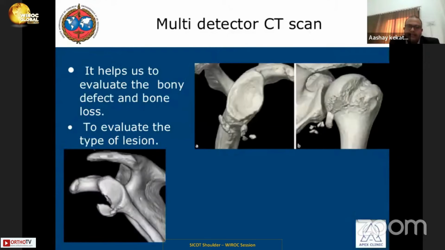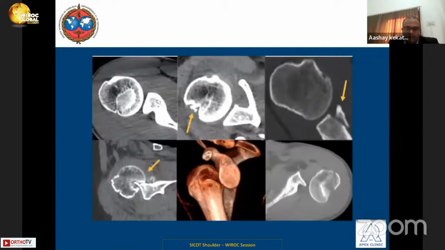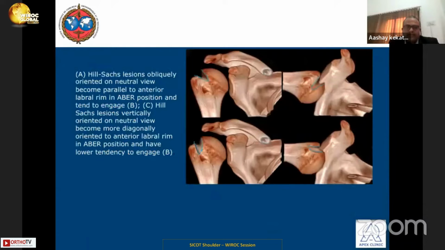So the multi-detector CT scan helps us to evaluate the bone defect and bone loss and the type of lesion, subsequently helping us decide the type of surgical intervention which is going to be needed. As you can see, a posterior Hill-Sachs lesion, an anterior bony Bankart, and an engaging Hill-Sachs. The Hill-Sachs lesion in this case is obliquely oriented in the neutral view, which becomes parallel to the anterior labrum in the abduction position.